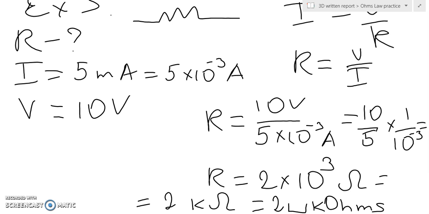And this is it for the examples for today. I hope that really helps you with your Ohm's Law practice assignment. And feel free to revisit this lecture anytime you need a refresher on Ohm's Law.